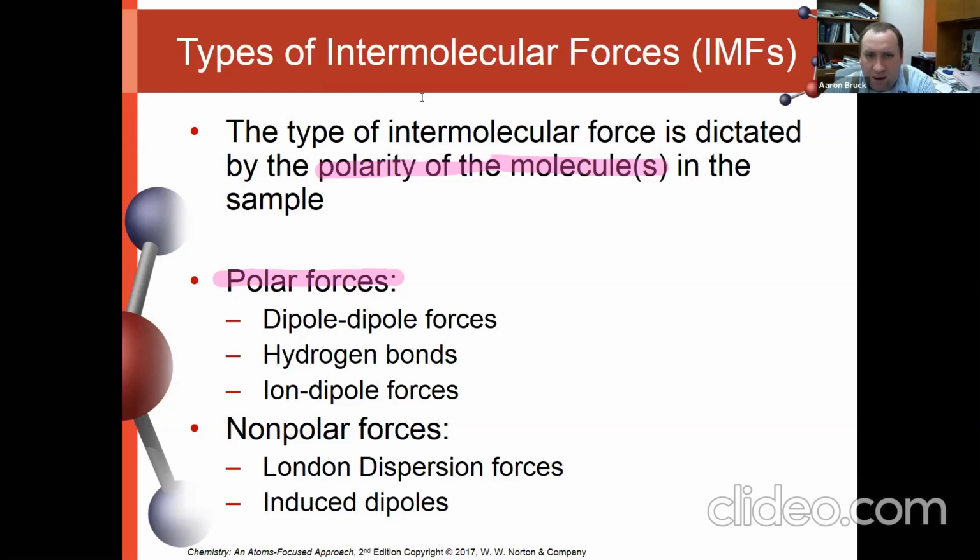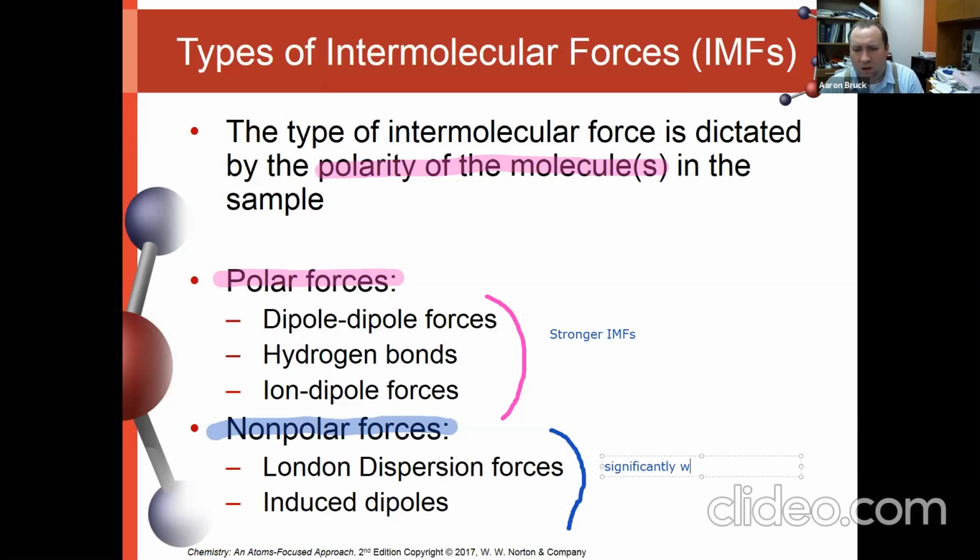And in sum, these forces at play are your stronger intermolecular forces. The nonpolar forces, by contrast, your London dispersion forces, your induced dipoles, these are significantly weaker forces than the polar forces. So we can break down intermolecular forces based on the polarity of the molecule.